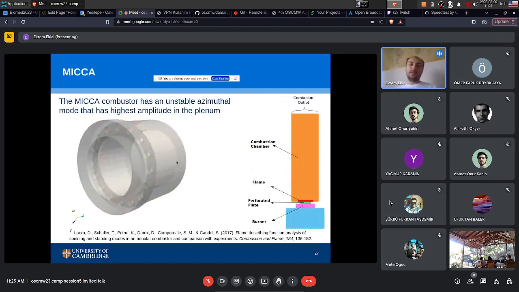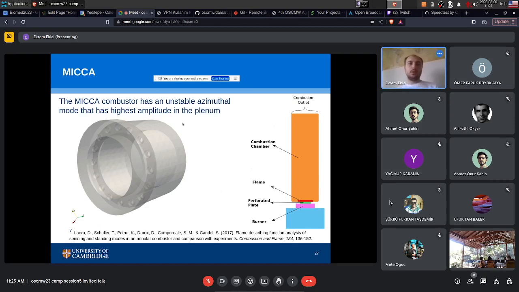My last example is the MICCA combustor, which is extensively studied in the literature. I have a combustion chamber, and I have a flame sitting in the combustion chamber. This is the sector view of the MICCA, by the way. I have these two other components, the perforated plate and the burner. And this blue section is the plenum.